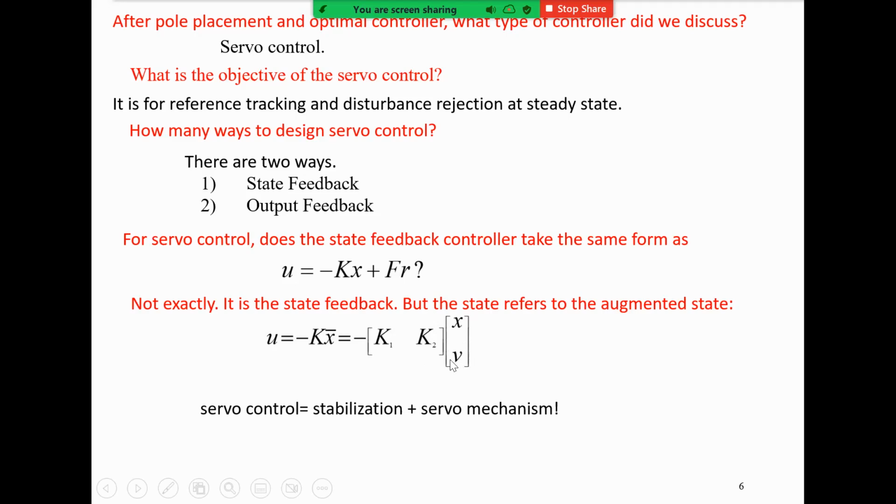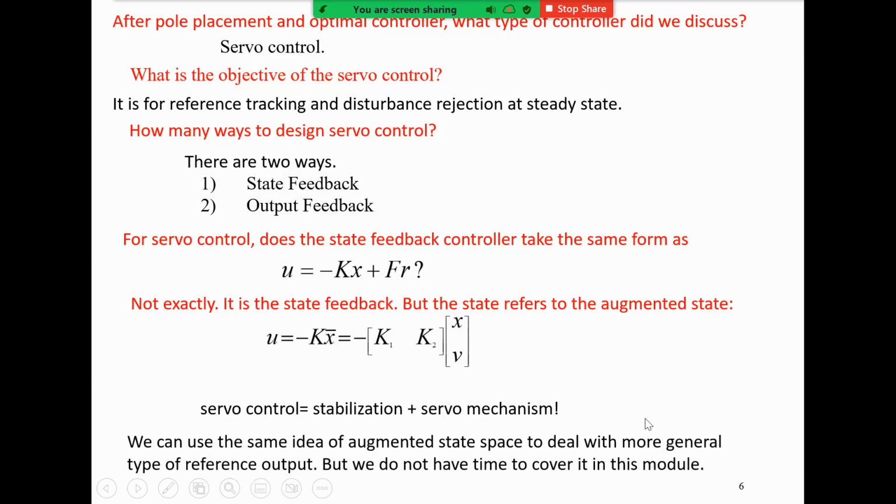But also, we introduce this integrator. That is the secret to deal with the constant output. If you want the output to track a constant with zero steady state error, then we need to use the integrator. That is what we call the servo mechanism. To solve the problem for the servo control, you have to have a proper servo mechanism in addition to stabilization.